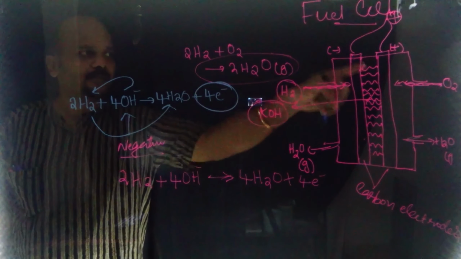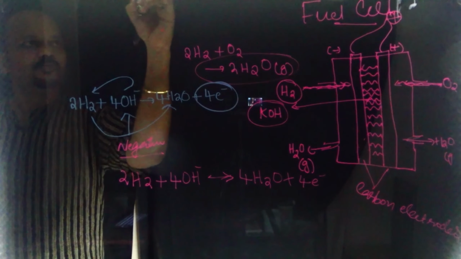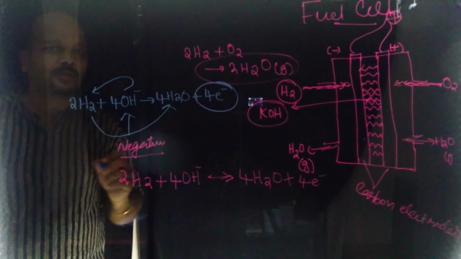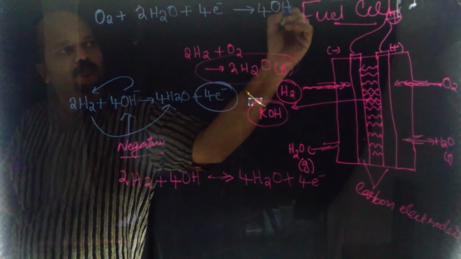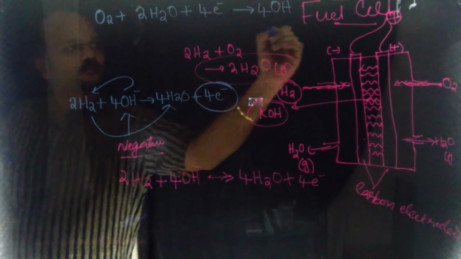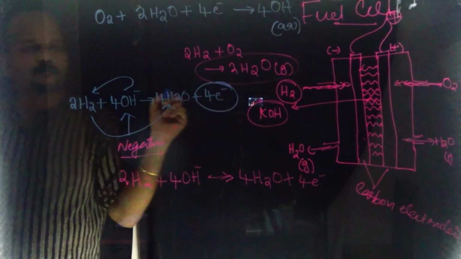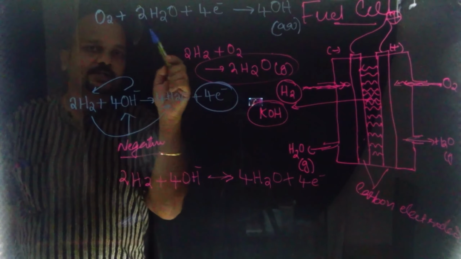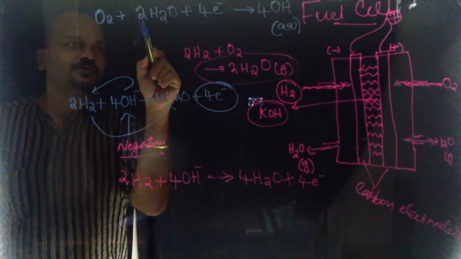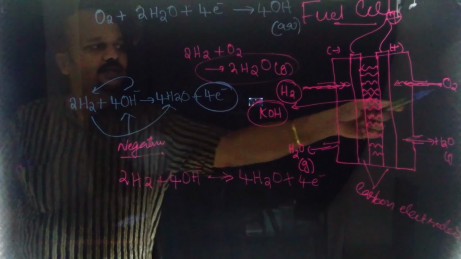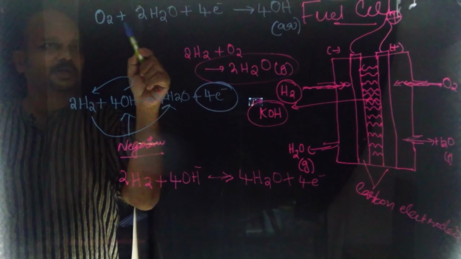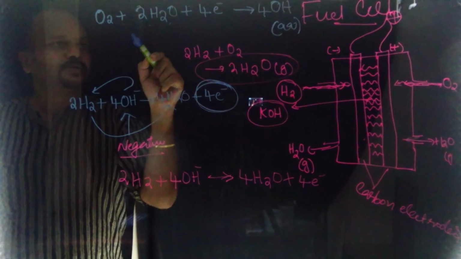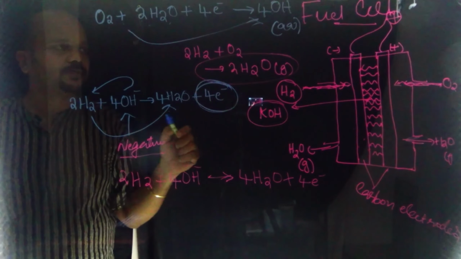Let's see what reaction is happening in the positive electrode. In the positive electrode, what reaction shall be happening? Yeah. So let's see the reaction that is happening. So actually oxygen combines with, again, the oxygen that is being supplied, it combines with the water molecule and these 4 electrons, the 4 electrons that have been received. So it produces these OH minus ions, these 4 OH minus ions.